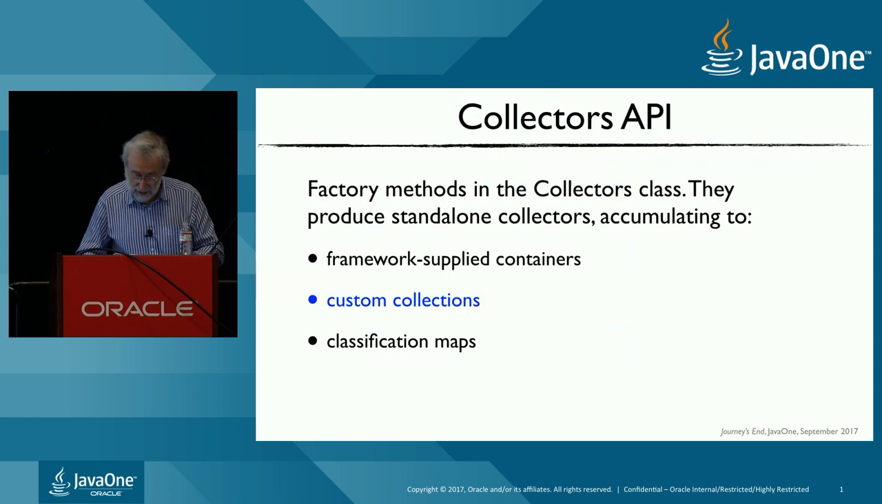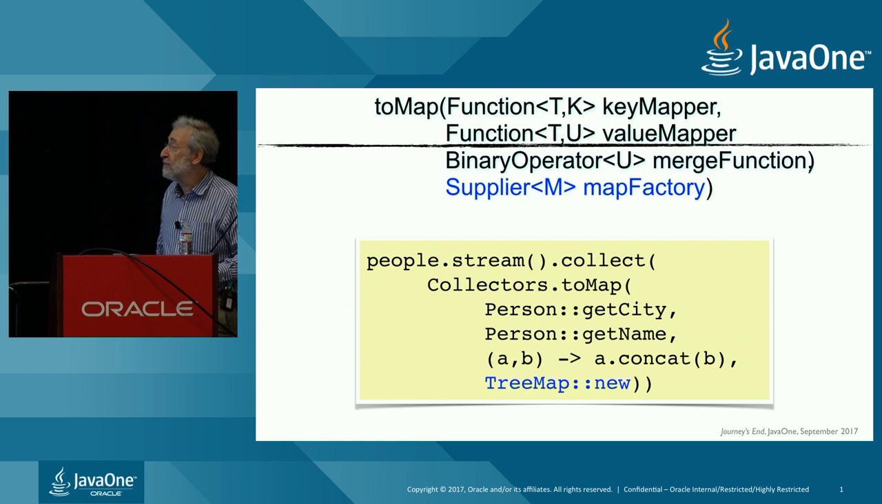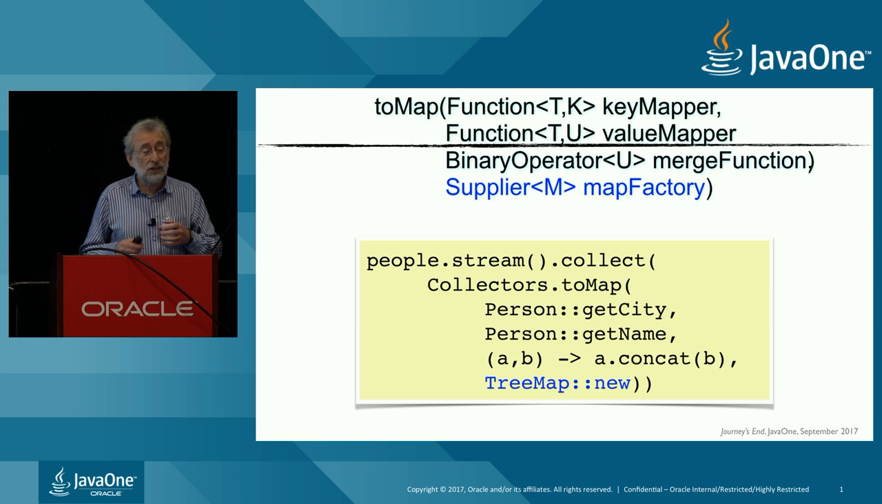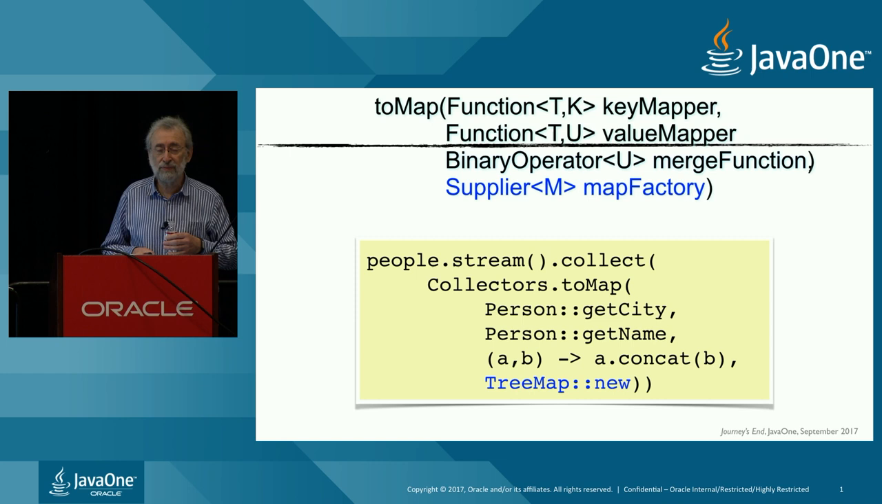So that's the framework, the one that does the framework-supplied containers. The custom collections is pretty straightforward. There's a toMap method here which is going to allow you to collect to a custom map. I've taken the example here of a TreeMap. You notice that method overloading produces more and more difficulties as time goes by and the language is extended. It gave a lot of problems with lambdas and method references.